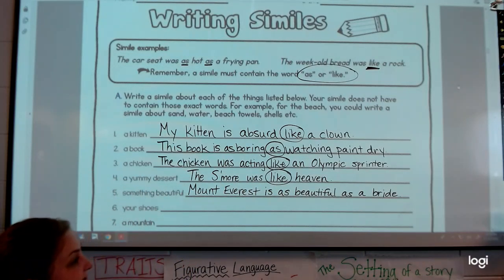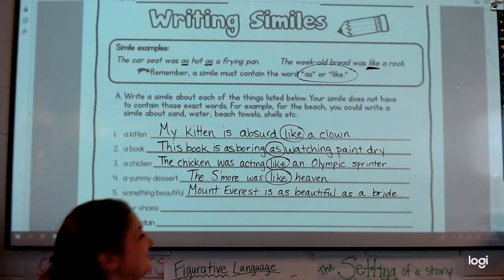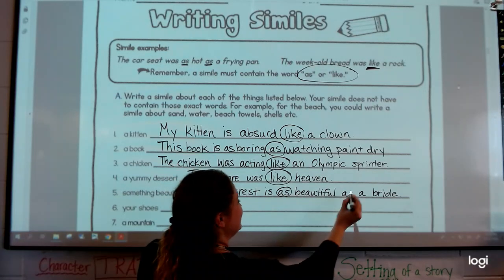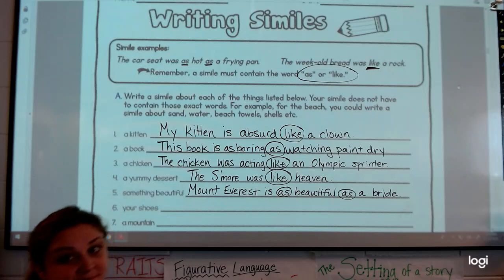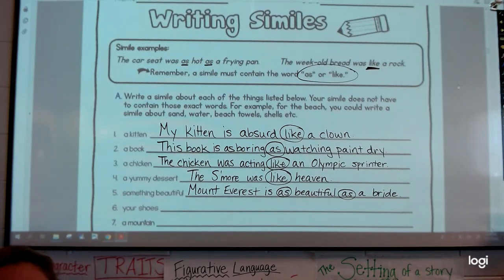Mount Everest is as beautiful as a bride. So I've used my comparing words as. Like I told you, usually when you use as, you end up with two of them. Is as beautiful as a bride.